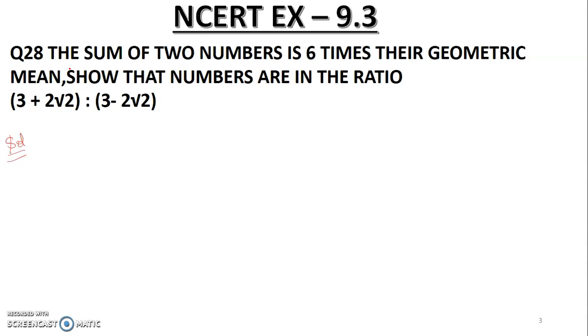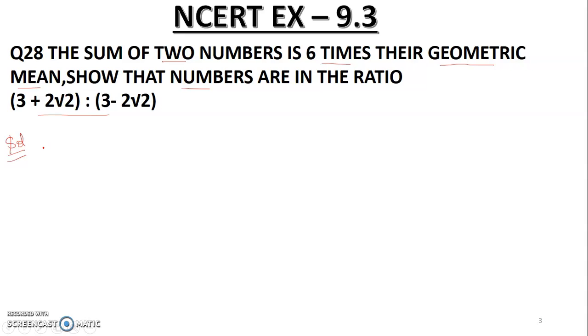Now it says the sum of two numbers is 6 times their geometric mean. Show that the numbers are in the ratio. So we have to show that there are two numbers, and the sum of the two numbers is 6 times their geometric mean. You have to show that the numbers are in this ratio.